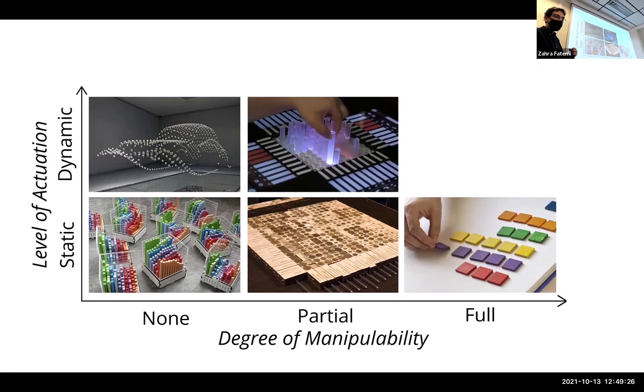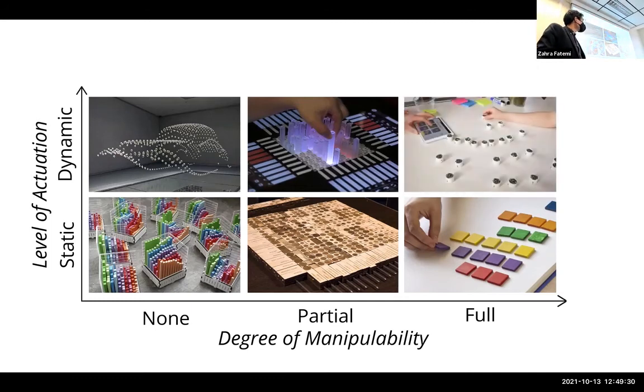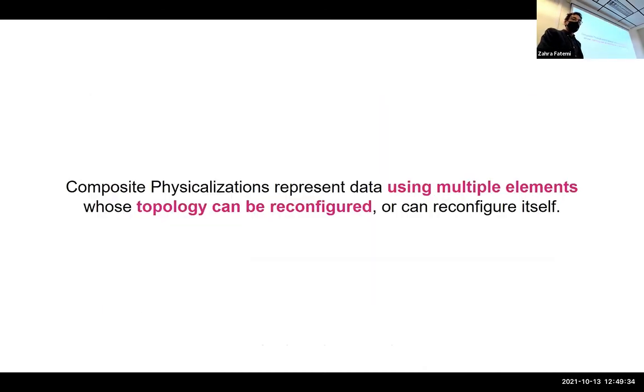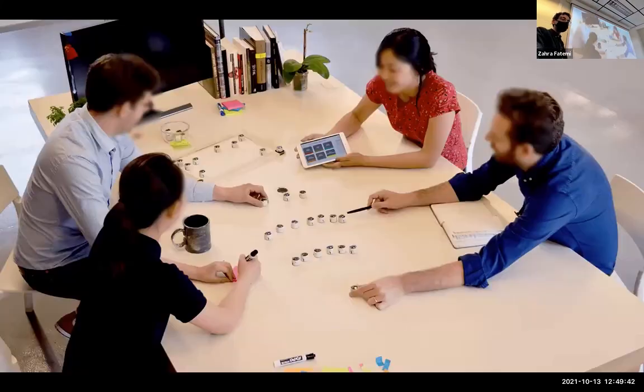So we wanted to explore the top right corner of that space, and that's why we have this idea of composite physicalizations. These are physicalizations that represent data using multiple elements and whose topology can be reconfigured or reconfigure itself. I have a scenario to illustrate the concept.